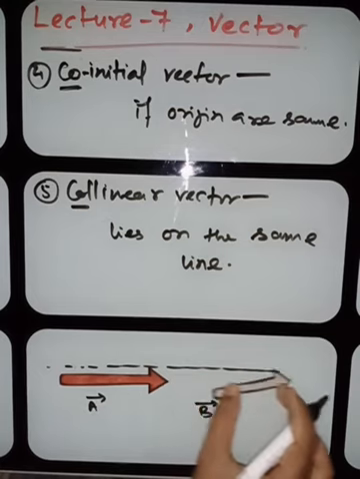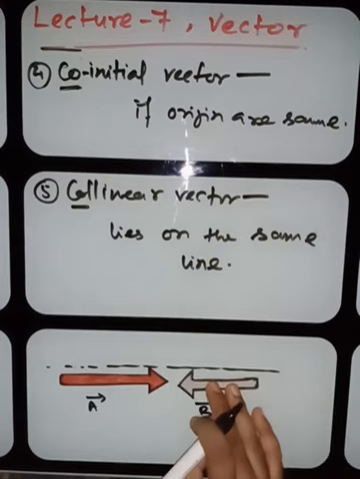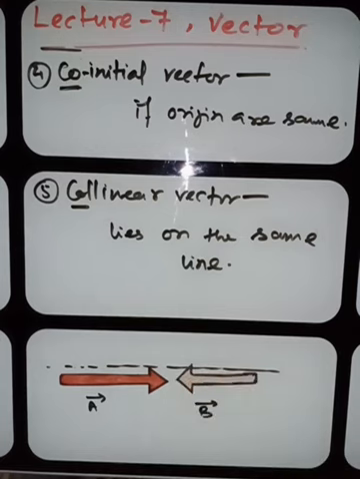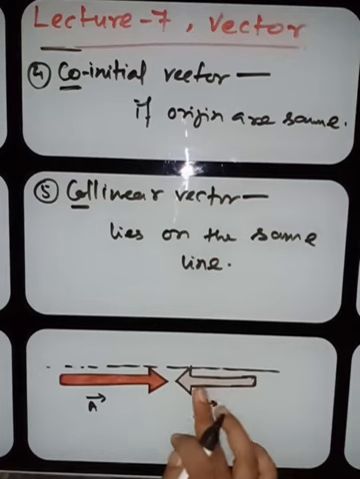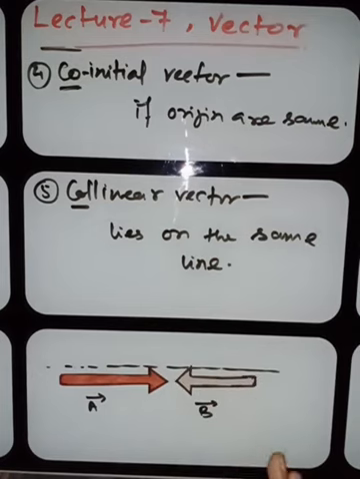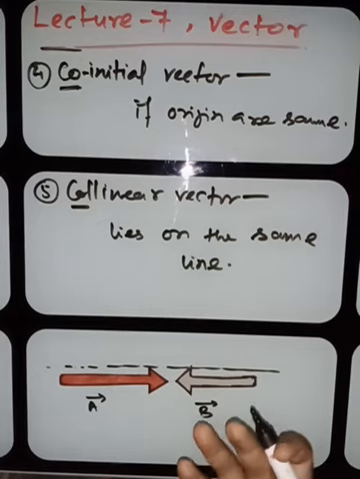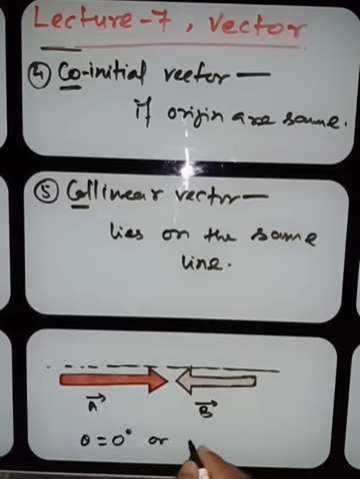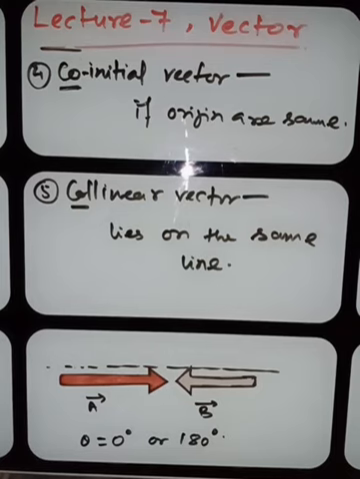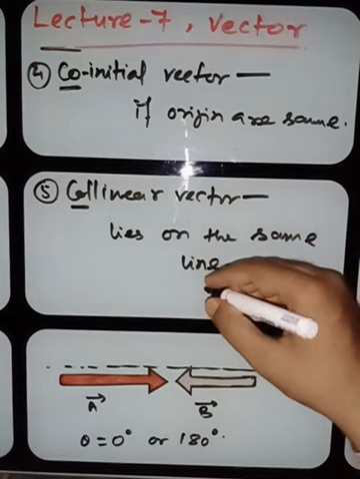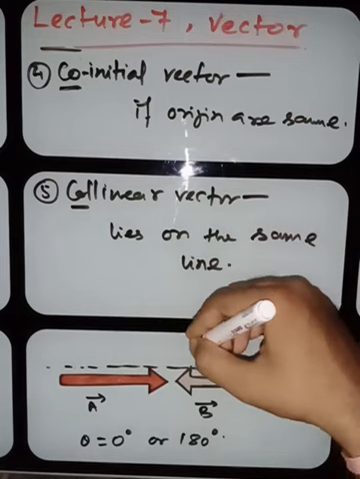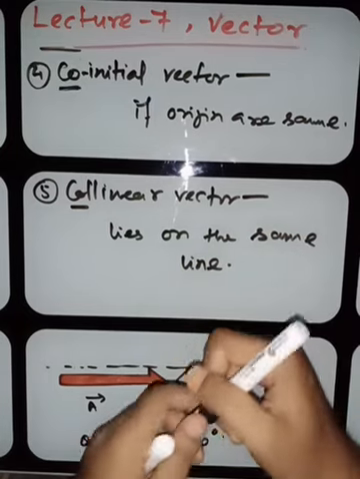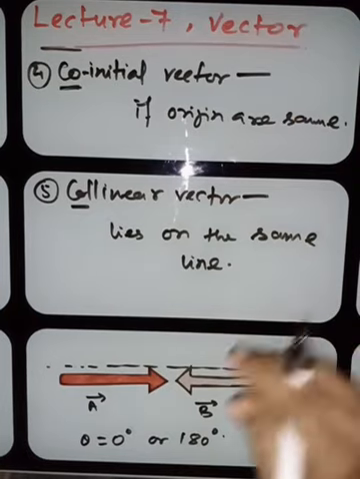Another thing, you can just invert this vector. If it is represented in this direction, then again these two vectors are collinear. So the concept of collinear is that theta could be 0 degrees or 180 degrees, but the two vectors must lie on the same line. This is the collinear vector. Okay, my dear students.